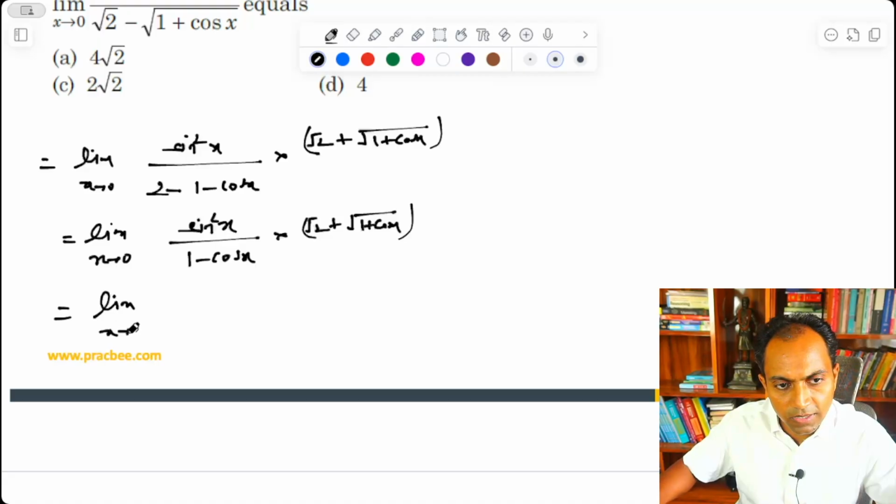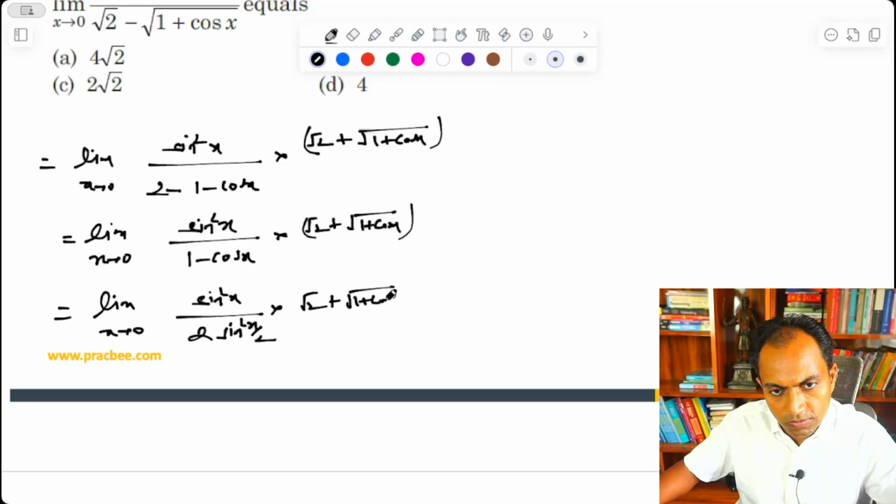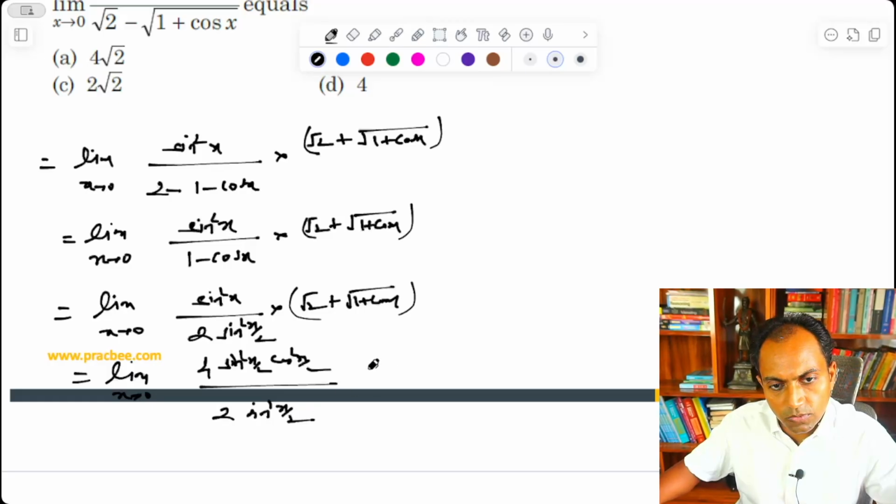So limit x tends to 0. Sine square x, this becomes 2 sine square x by 2. This is root 2 into root of 1 plus cos x. If I simplify this, this becomes limit x tends to 0, 4 sine square x by 2 cos x square by 2 by 2 sine square x by 2. This becomes root 2 plus 1 plus cos x.